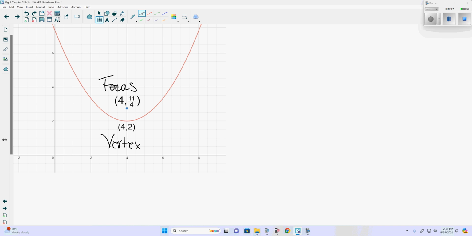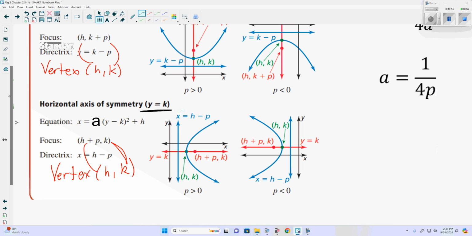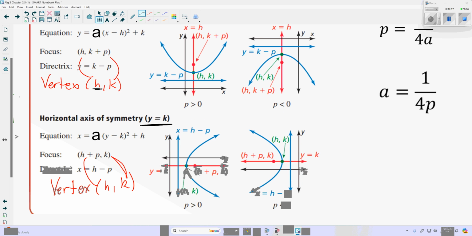But let's look at this here. Now, if we look at the vertex and focus, let's ignore the graph for now. Vertex is 4, 2. Focus is 4, 11 fourths. Does the x value, the first value, change from the vertex to the focus? No. The y value, the second value, goes from 2 to 11 fourths. So if I look back at the general form, the first value, h and h, stays the same. So that means our equation is y equals.